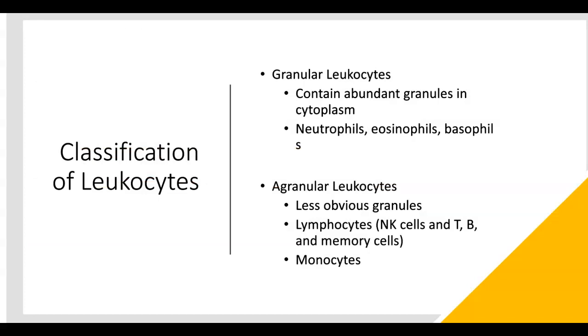Leukocytes are classified into two categories: granular leukocytes and agranular leukocytes. Granular leukocytes contain abundant granules in the cytoplasm, so you can actually see these under different staining techniques. These include neutrophils, eosinophils, and basophils. Agranular leukocytes do have granules, but they're a lot less obvious, especially under staining. This includes lymphocytes, which are your natural killer cells, T and B lymphocytes, and memory cells. And then monocytes are also considered agranular.